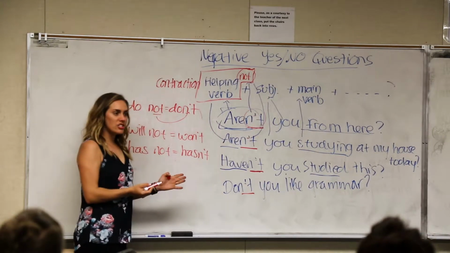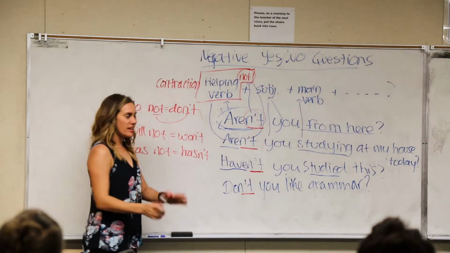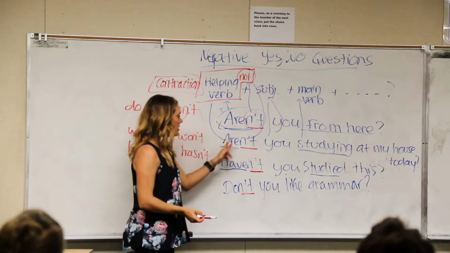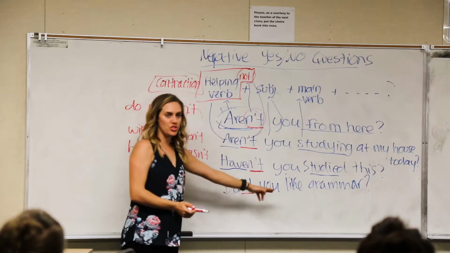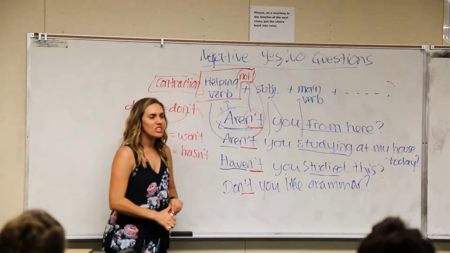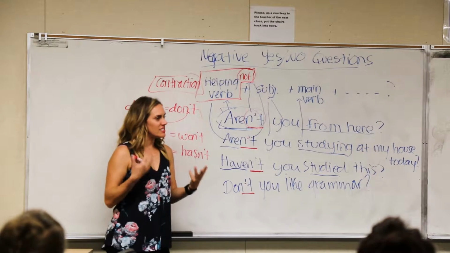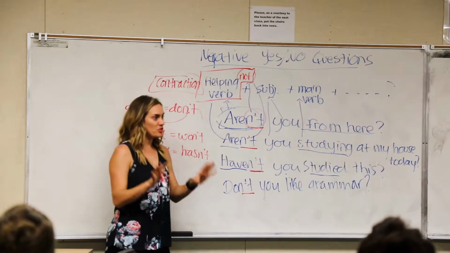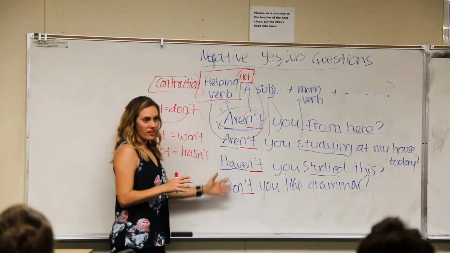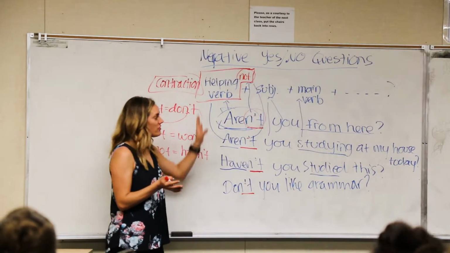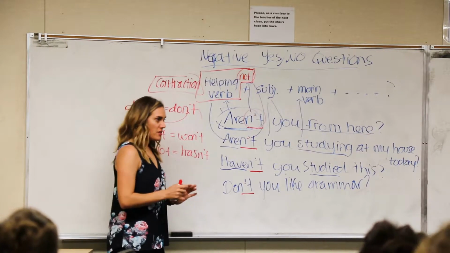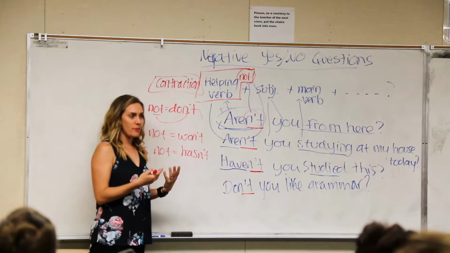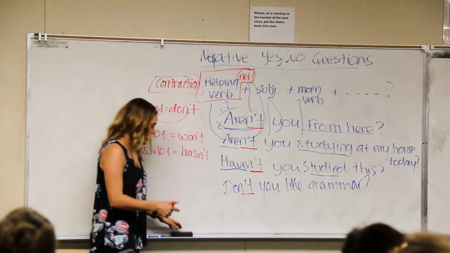So almost always, most of the time, use a contraction for the beginning. Aren't you? Haven't you? Don't you? Okay? We don't say, do you not? It just doesn't flow. It's possible, but it's not common, and I'm trying to teach you what's common. This is very functional for speaking. We don't usually write like this in school because school is more academic. This is more conversation. All right.